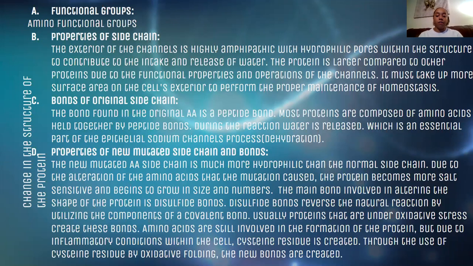The main bond involved in altering the shape of the protein is disulfide bonds. Disulfide bonds reverse the natural reaction by utilizing the components of a covalent bond. Usually proteins that are under oxidative stress create these bonds. Amino acids are still involved in the formation of the protein, but due to inflammatory conditions within the cell, cysteine residue is created. Through the use of cysteine residue by oxidative folding, the new bonds are created.